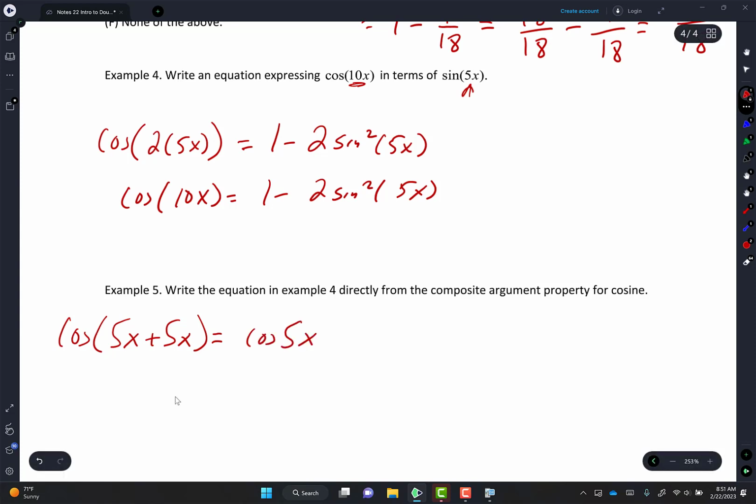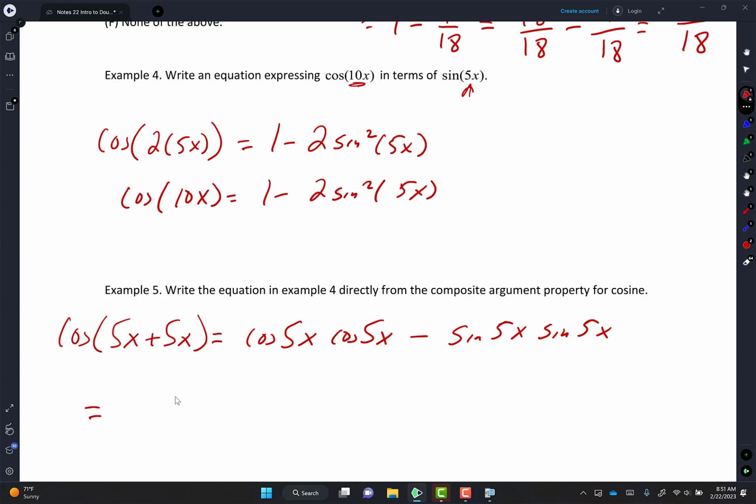Cosine 5x cosine 5x minus sine 5x sine 5x. Let's see what we got. Cosine times cosine? Yeah, cosine squared 5x. Sine times sine? Sine squared 5x. I don't have the answer just yet. I want it to look like the answer on the top. I'll make a side note.